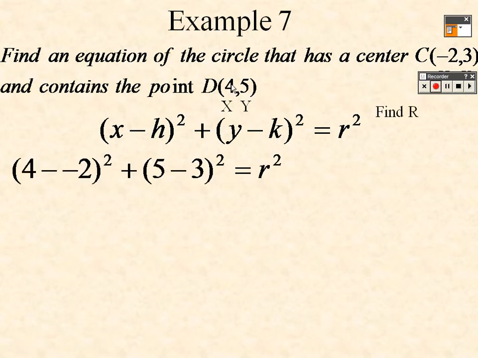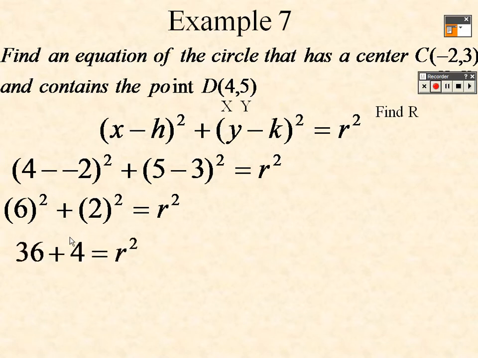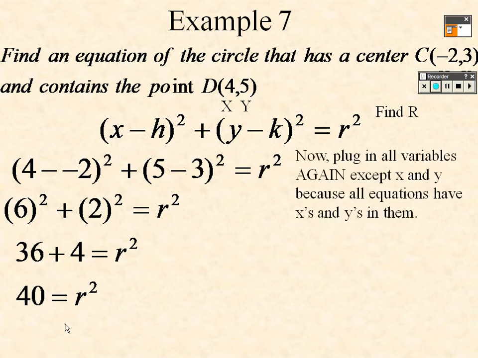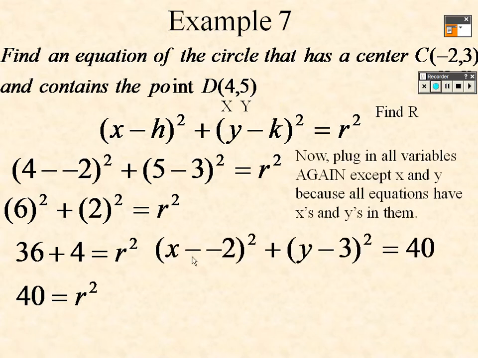So I just plugged in my values, a 4, a 5, a -2, a 3. 4 minus -2 is 6 squared. 5 minus 3 is 2 squared. So I get a 36 and a 4, which gives me 40 equals r squared. If I square root them, you can plug that in, but the formula, if you remember, says what r squared is. So since it says what r squared is, I can put a 40 in there.